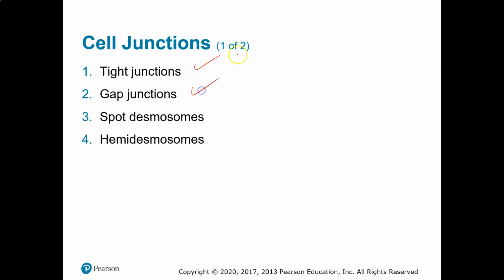Gap junctions are connections that have a gap or a channel running through them so that ions and small particles can flow from cell to cell, even though the cells are connected to each other. Spot desmosomes are similar to a spot weld. It's just a very, very strong connection at one spot. And hemidesmosomes are half of a desmosome, and you find those connecting the basement membrane to the connective tissue beneath.